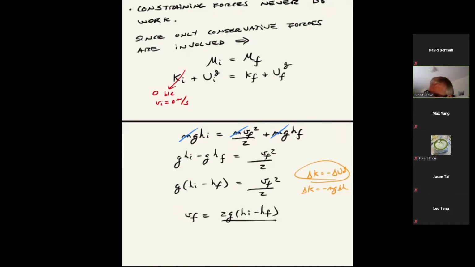Yeah, that's it. It's a square root. So let's do this here. So 2 times 10 meter per second squared. This is a g here. It looks like a q. G, there we go. So the initial height was 50 meter. So 50 meter minus 5 meter.